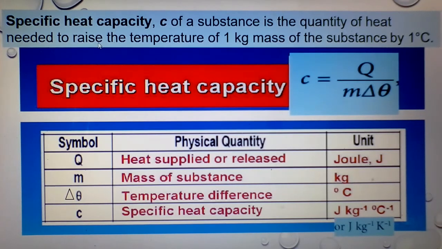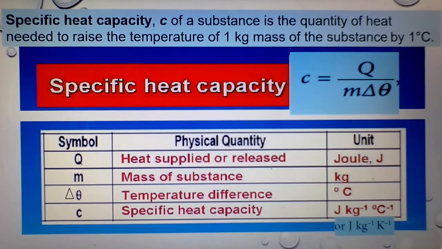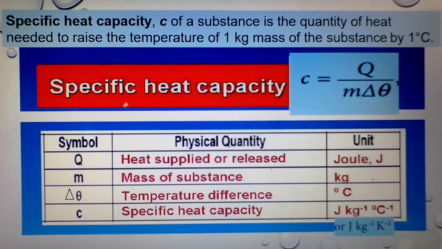For heat capacity, as we have discussed earlier, it is the amount of heat required to increase the temperature of a substance by 1 degree Celsius. No mention of 1 kg mass. But for specific heat capacity, we need to mention 1 kilogram of mass. Thus, the formula for specific heat capacity, we have small c equivalent to the amount of heat required per unit mass per unit change in temperature. So we have c equals Q divided by m delta theta.